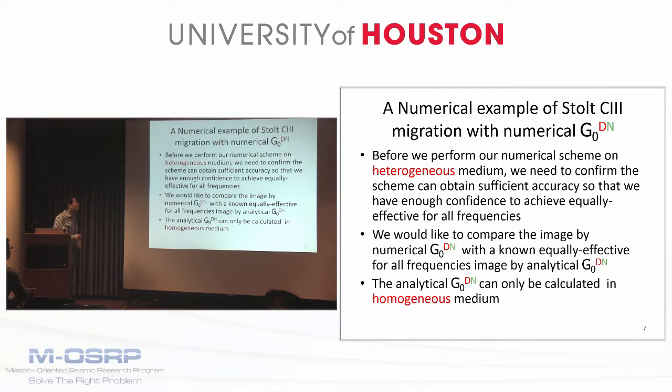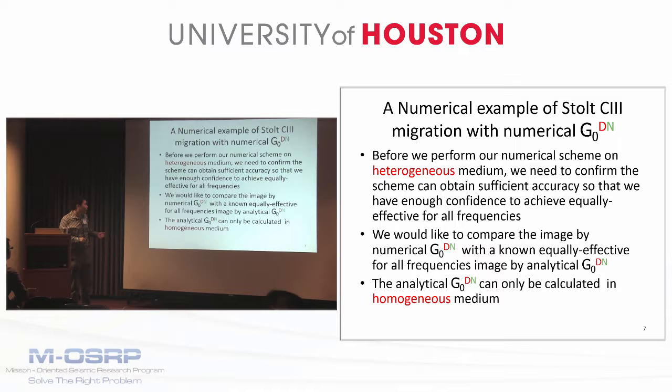But before we perform our numerical scheme on the heterogeneous case, we need to confirm the scheme can obtain sufficient accuracy, so that we have enough confidence when we deal with the heterogeneous case to keep the effective for all frequencies property. How can we do that? The easiest way is that we compare the image by the numerical G0DN with a known equally effective for all frequency image result by the analytic G0DN. Because the image for the same model with the same data will be unique, if the two results match, we know that the numerical scheme is accurate enough.